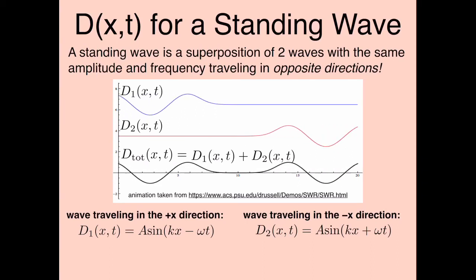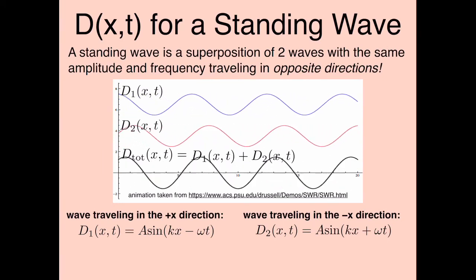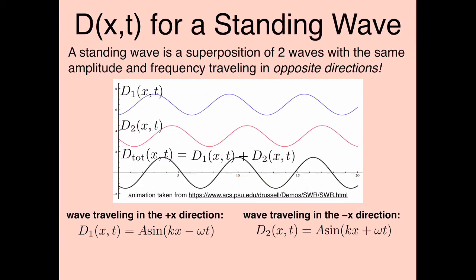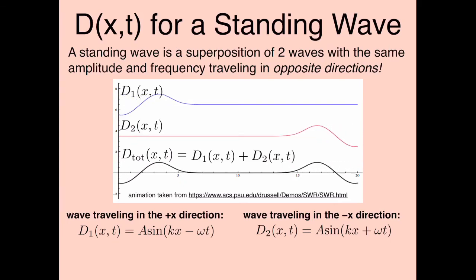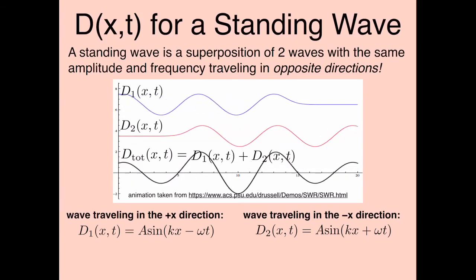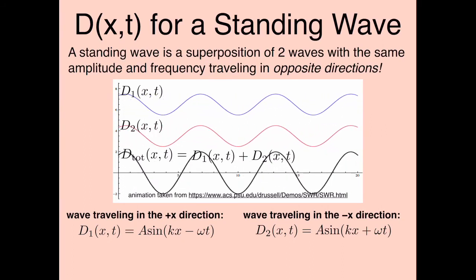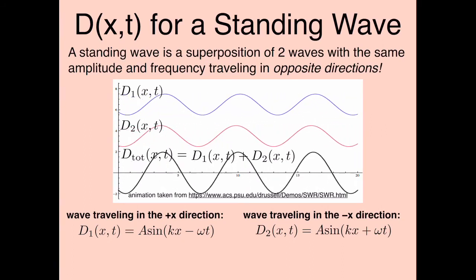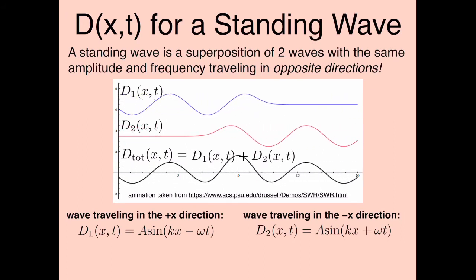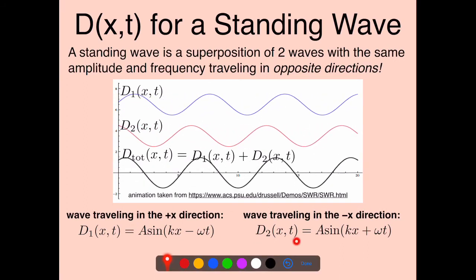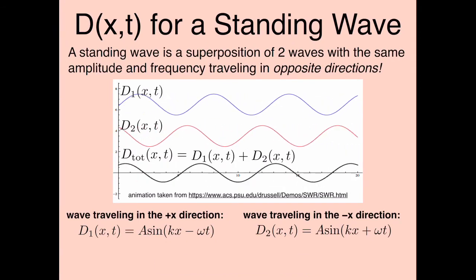So let's first take a look at this visually. We have D1 and D2 shown independently. Those are the blue and the red curves. And then the black curve is the sum of those two, which again is that standing wave. And notice that the standing wave is not traveling in any particular direction. It's just oscillating there in place. That's what a standing wave really is. So what we're going to do next is work out, using a little bit of math, what happens when we add these two waves together. What kind of function do we get for D total? So let's work that out.